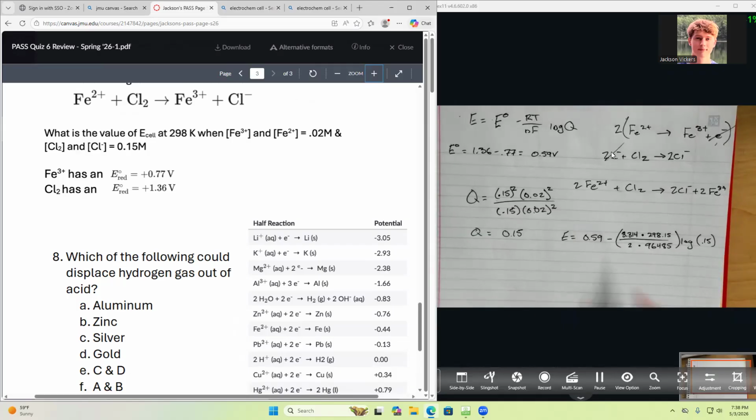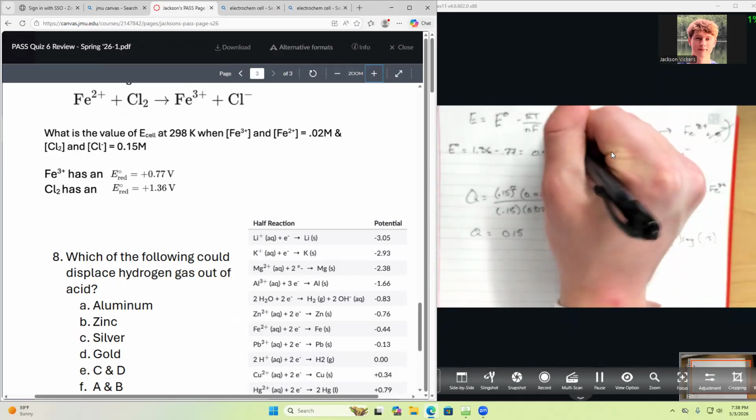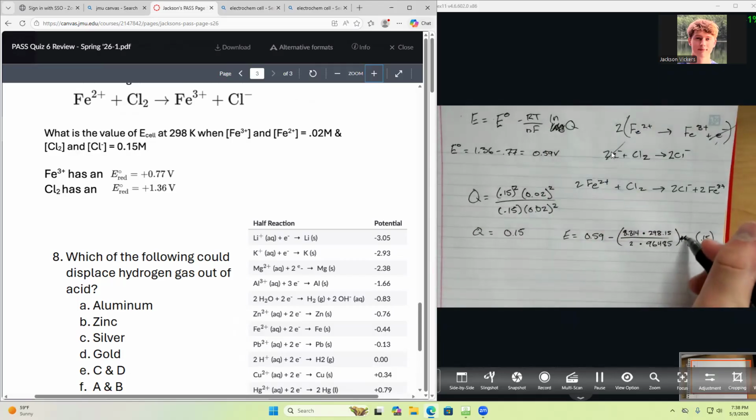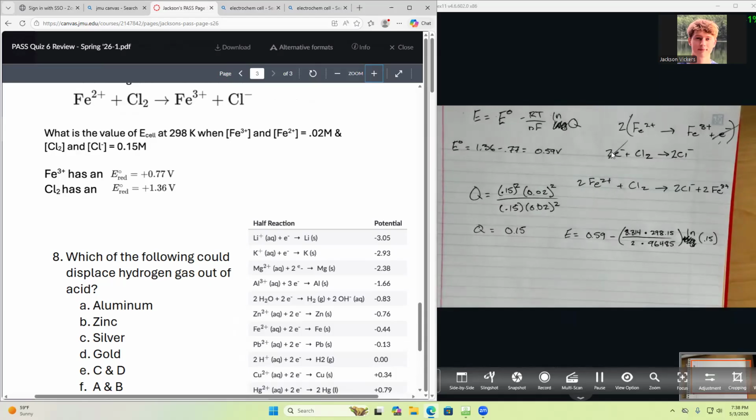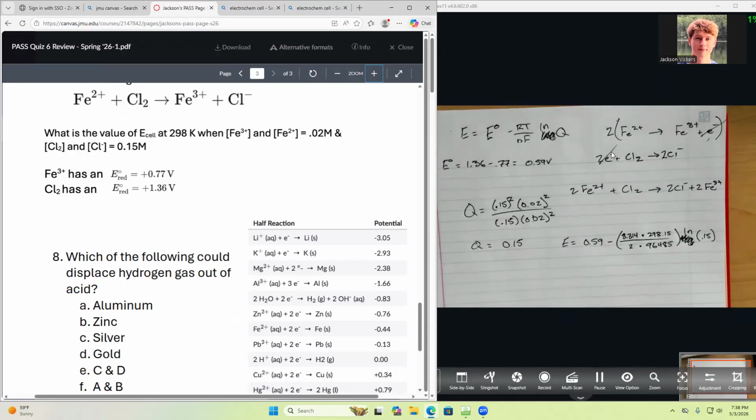ln. This one has to be ln. Yeah, that sounds right, since I did the whole thing. Maybe that was where some of the issues came on the last one. Okay, cool, that makes sense to me. Again, stick to the formula sheet. That won't steer you wrong.